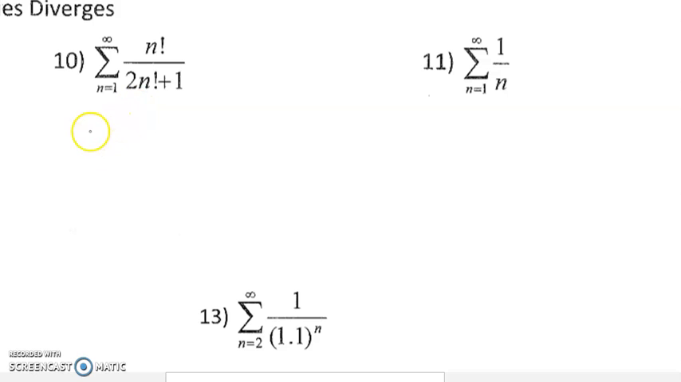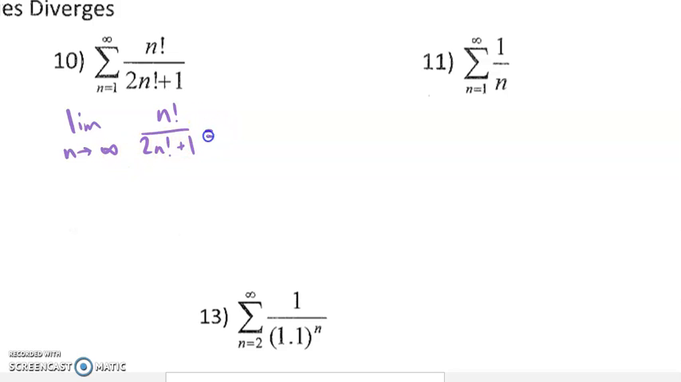This next one, let's take a look at a sub n is equal to n factorial over 2n plus 1 factorial. If I take a look at the limit as n approaches infinity of this fraction, I can say, well, let's take a look at large values. For example, 10, right? 10 factorial over 2 times 10 factorial plus 1, right? That plus 1 is fairly insignificant.